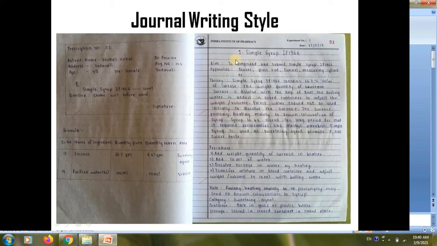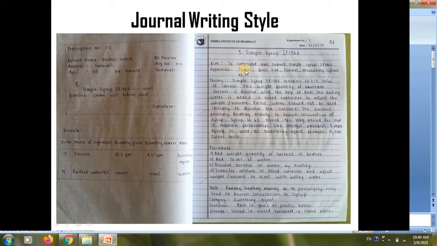So first, you have to write the experiment number 1 and the date over here, the date of performance, not the date of writing the journal. So on whichever date we have performed the experiment, that date you have to write. Then you have to write the title of your preparation, that is Simple Syrup IP 1966. So this is your title.